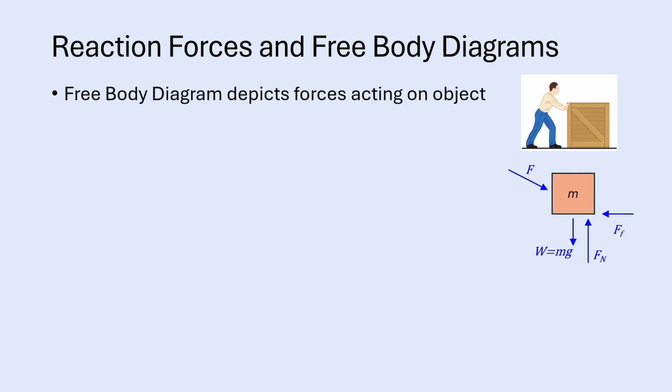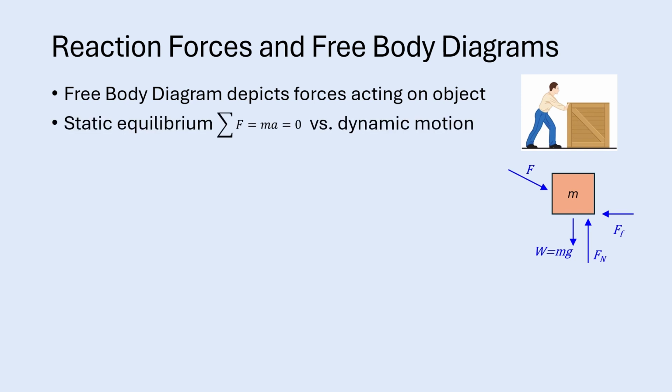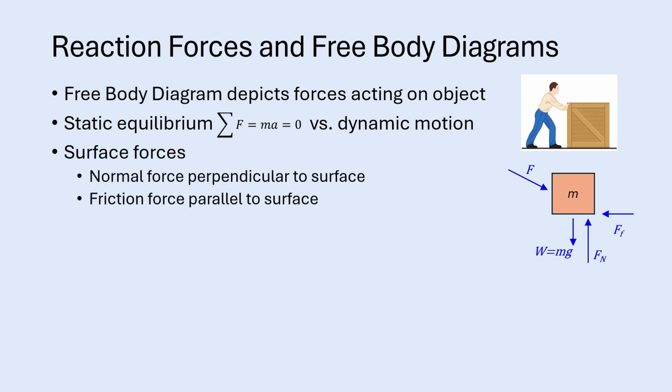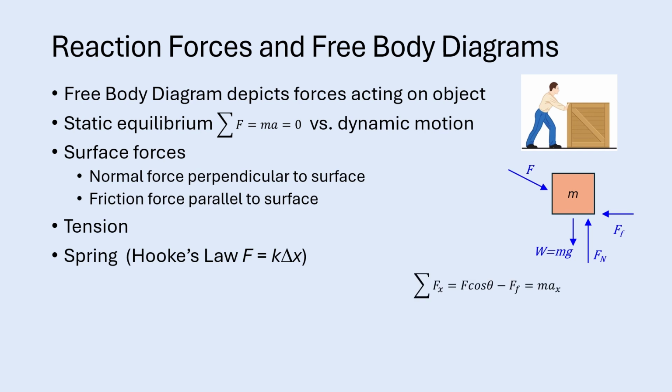When analyzing forces, it is useful to draw a free body diagram that depicts all the forces acting on a mass. Determine if the body is accelerating or in static equilibrium. The surface is modeled by a normal force perpendicular to the surface and a friction force parallel to the surface. Cables or strings can be represented by tension forces, and springs can be expressed by Hooke's law. Write Newton's second law in each direction, knowing if you can set the acceleration to 0 in either direction.